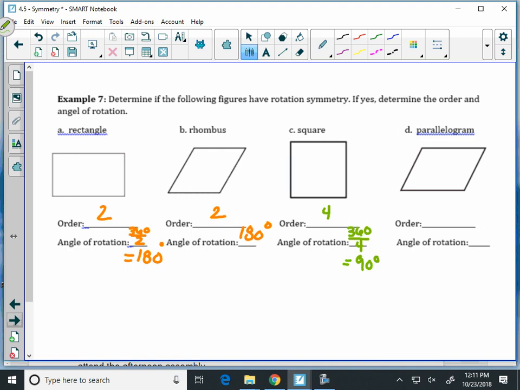What about a parallelogram? It doesn't have line symmetry, but parallelograms do have rotational symmetry. You can rotate it 2 times. Which means its order is 2. We are not done. We still have you for a couple minutes. That means its angle of rotation is what? 180. That is true for every single parallelogram, for every single rhombus, and for every single rectangle. So when you see those words, you automatically know, oh, angle of rotation is 180. For a rhombus, a rectangle, and parallelogram.